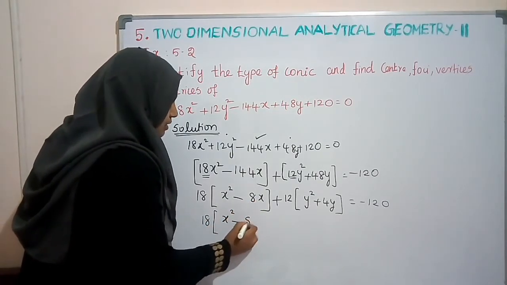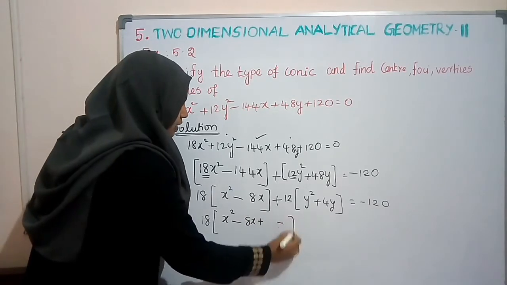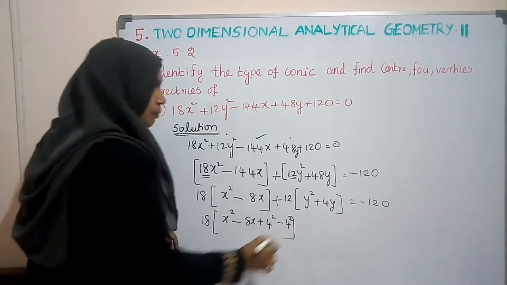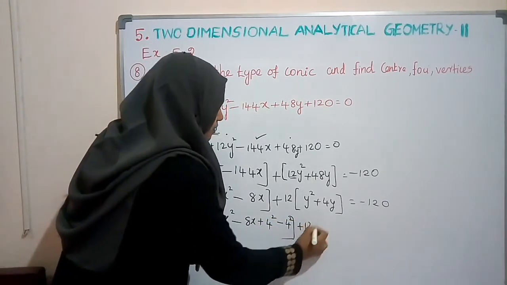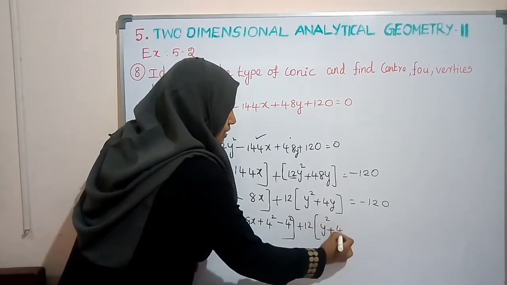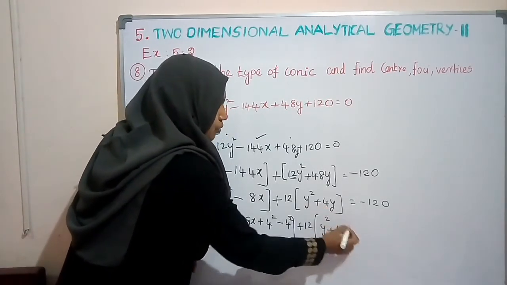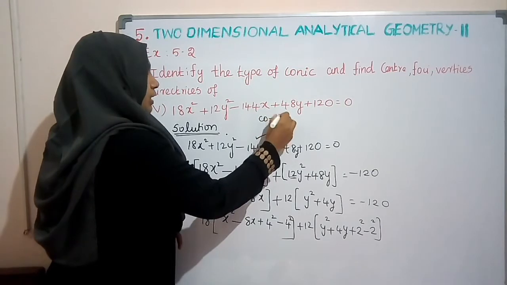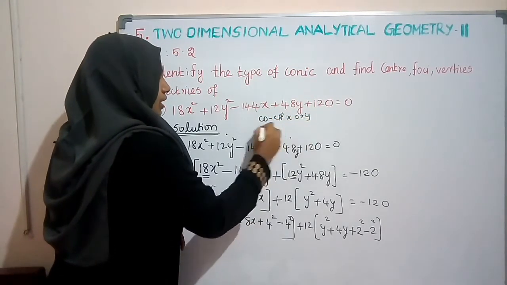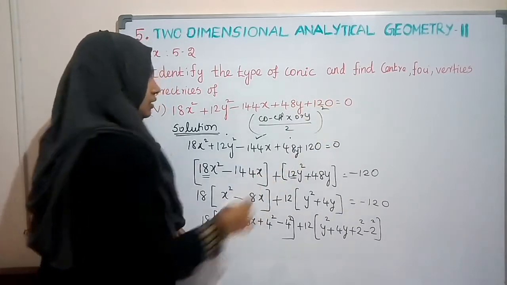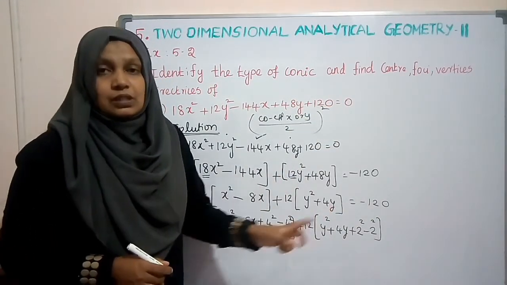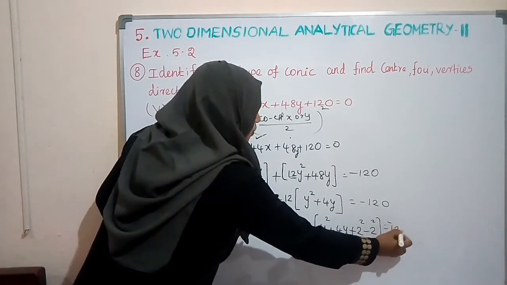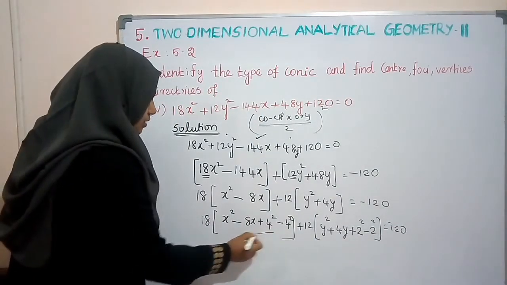So first you write this term as it is, and then we can add and subtract a new term which is 8 by 2 the whole square, that is plus 4 square and minus 4 square. And here in the next bracket also we can do the same, y square plus 4y. What is 4 by 2? 2. So it is plus 2 square and minus 2 square. We have to add and subtract coefficient of x or y divided by 2 the whole square. This term we have to add and subtract, we have to make it as perfect square, which is equal to minus 120. Okay.